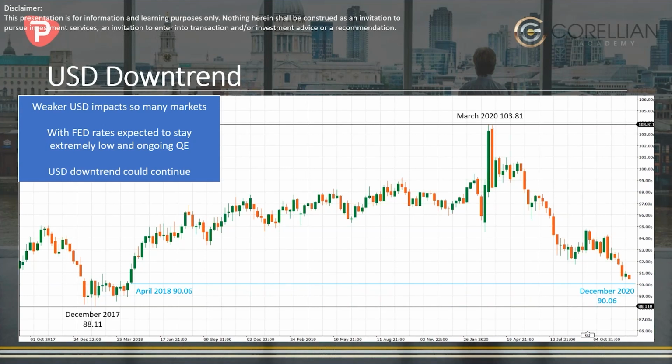Now, the impact of this is it impacts so many markets. It's probably bullish for emerging markets. I expect to see further rotation into Asian markets, which have done very well this year. I think the dollar is sending commodities sky high. It's helping gold rebound. It's helping crypto to a degree.